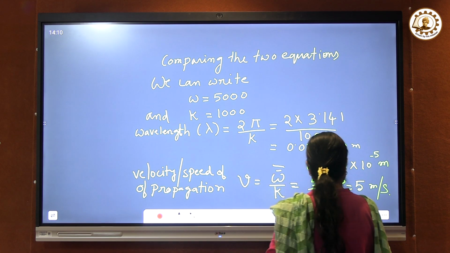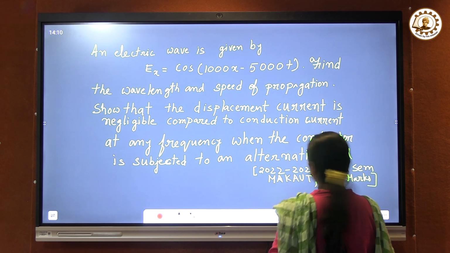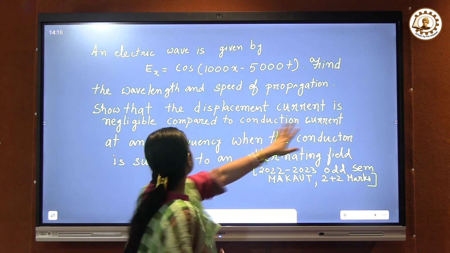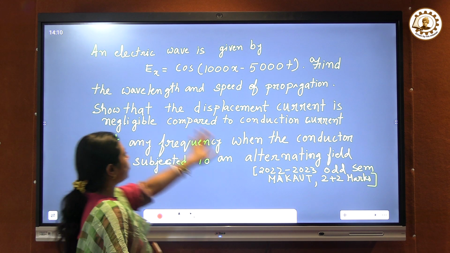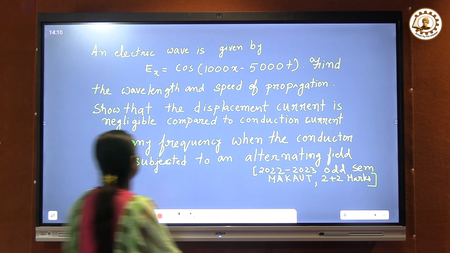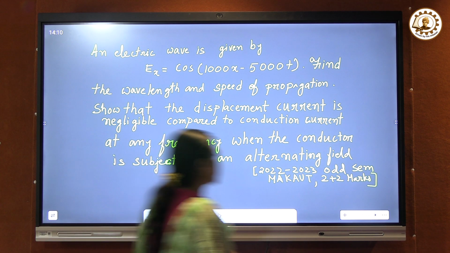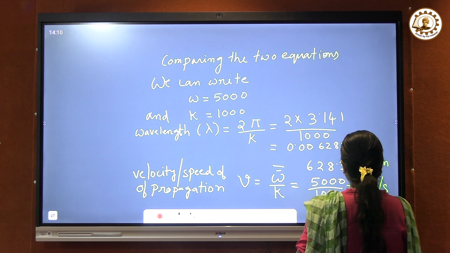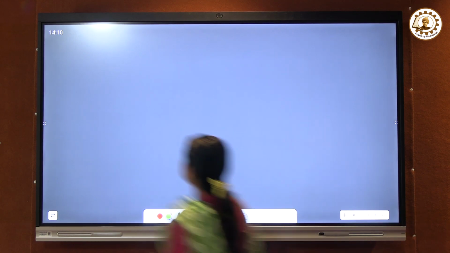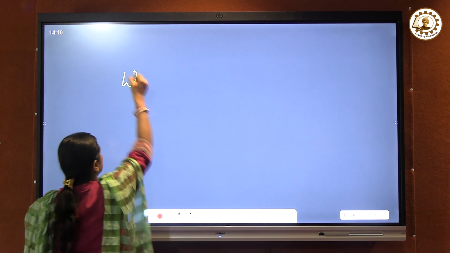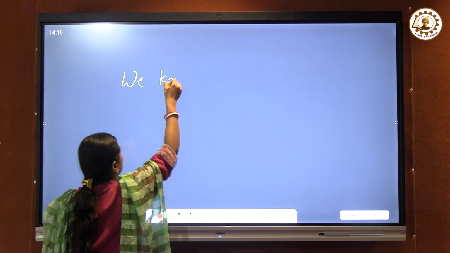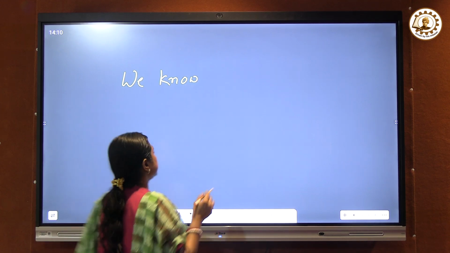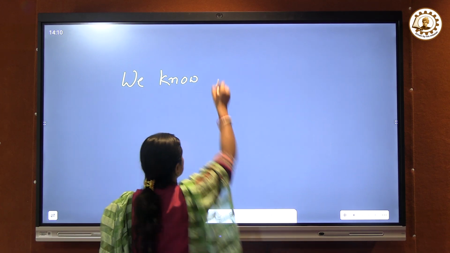So let us see what was the next part. The next part is telling, show that the displacement current is negligible compared to the conduction current at. So this I have to show. For that, we know, we are writing just the formula for the displacement current density and conduction current density.